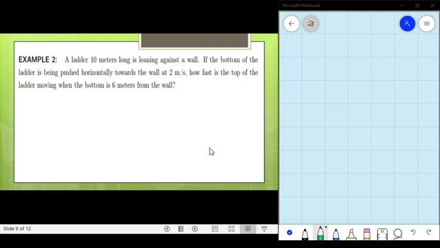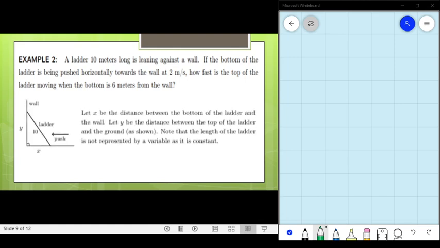Example number 2. A ladder 10 meters long is leaning against a wall. If the bottom of the ladder is being pushed horizontally towards the wall at 2 meters per second, how fast is the top of the ladder moving when the bottom is 6 meters from the wall?